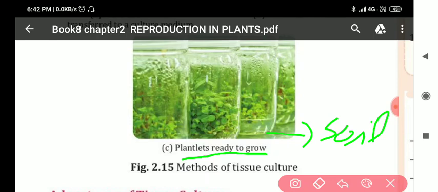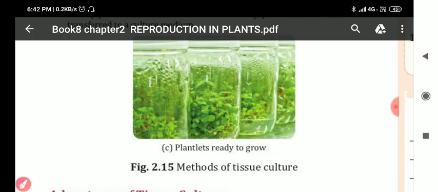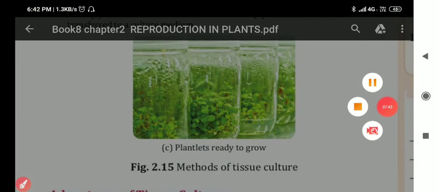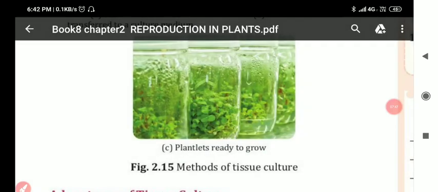So this is the end of the asexual reproduction in plants which we were discussing. From tomorrow onwards, in the next video, I will begin with sexual reproduction in plants.